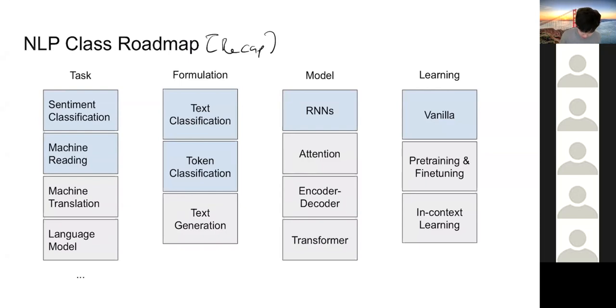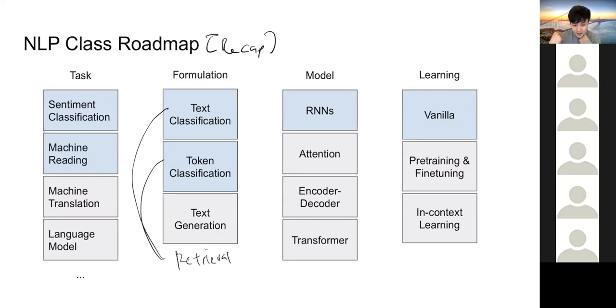And probably I can also add one more thing here, which is quite similar to text classification: retrieval. It's very similar to text classification or token classification, but we can go into details later. For now, think of it as three formulations.